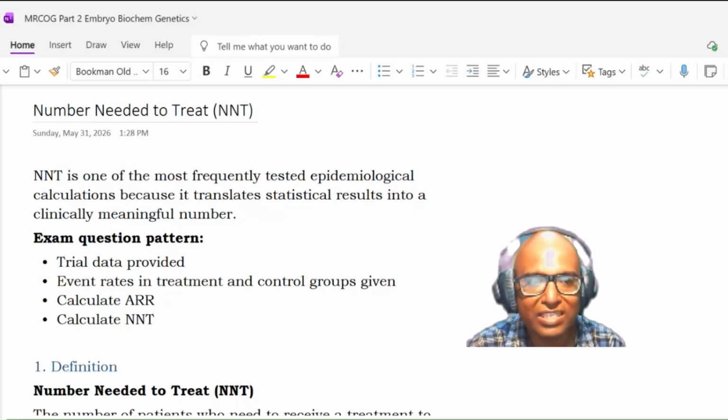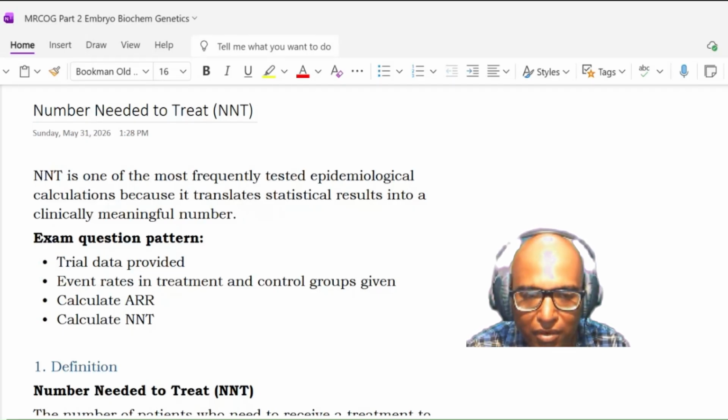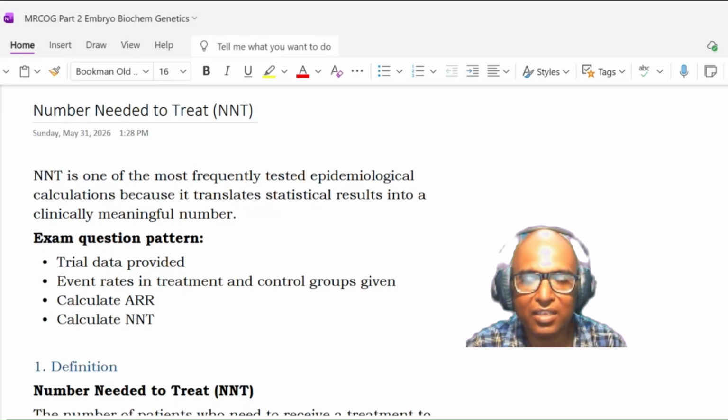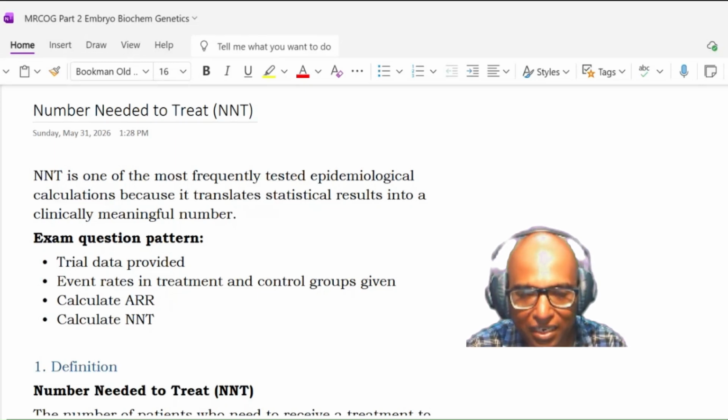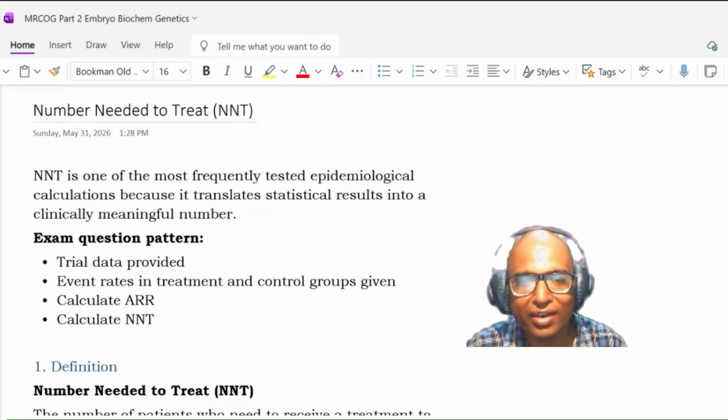Generally, what type of question is asked? You will be given some trial data: event rates in the treatment group and event rates in the control group, like the prevalence in this group and that group, or adverse drug reactions in this group, or the cure rate in the treatment group and in the control group. Then you have to calculate the ARR, the absolute risk reduction.